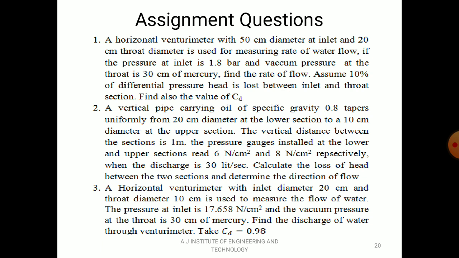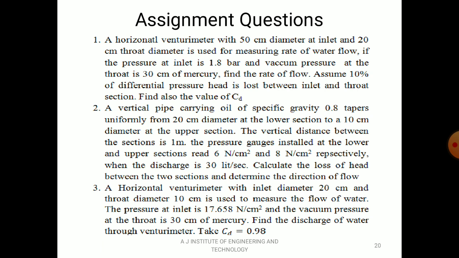So here it is similar to one of the problems I have explained. For the venturimeter, D1 equal to 50 centimeter, D2 equal to 20 centimeter. It is used for measuring the flow rate of water because the flowing fluid here is water. The pressure at inlet, P1, is given as 1.8 bar, so you know how to convert from bar to Newton per meter square. So 1.8 into 10 to the power 5 Pascal or Newton per meter square. You are supposed to consider 1.8 into 10 to the power 5 here.